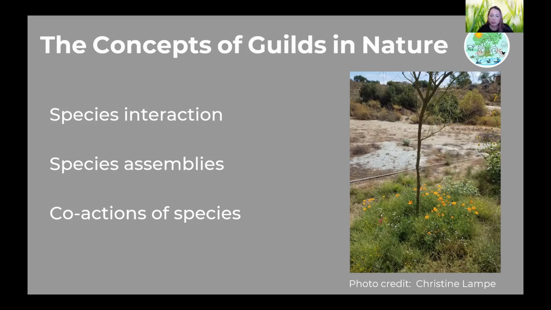A permaculture guild is a functional community of plants that are intentionally planted together to work cooperatively, mimicking a natural ecosystem to support each other's growth and productivity.